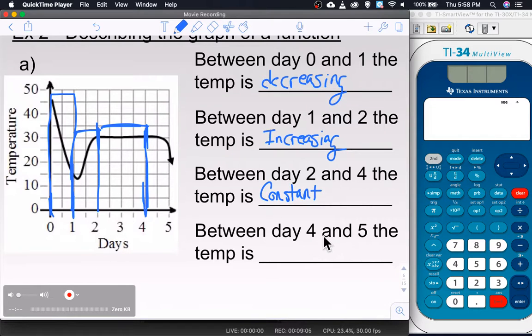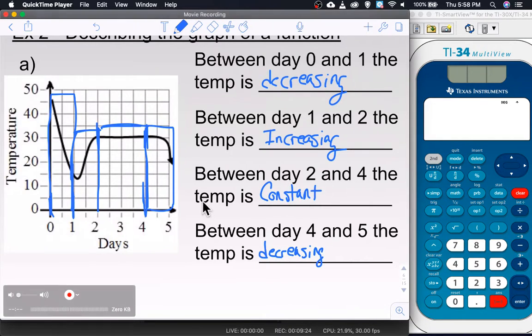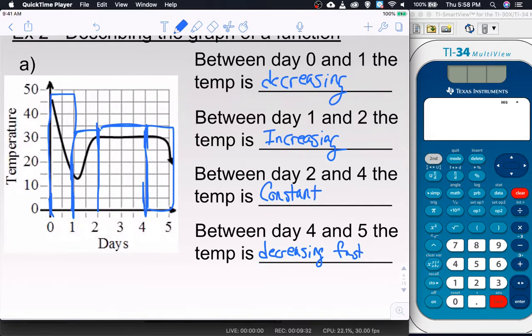And lastly, between days 4 and 5, in my last block of time of this problem, what's happening here? Well, it starts off kind of constant and then it starts decreasing faster and faster. And I can even add in a little extra detail. The more detail you add makes this better. So I could say between days 4 and 5, the temperature is decreasing faster and faster.